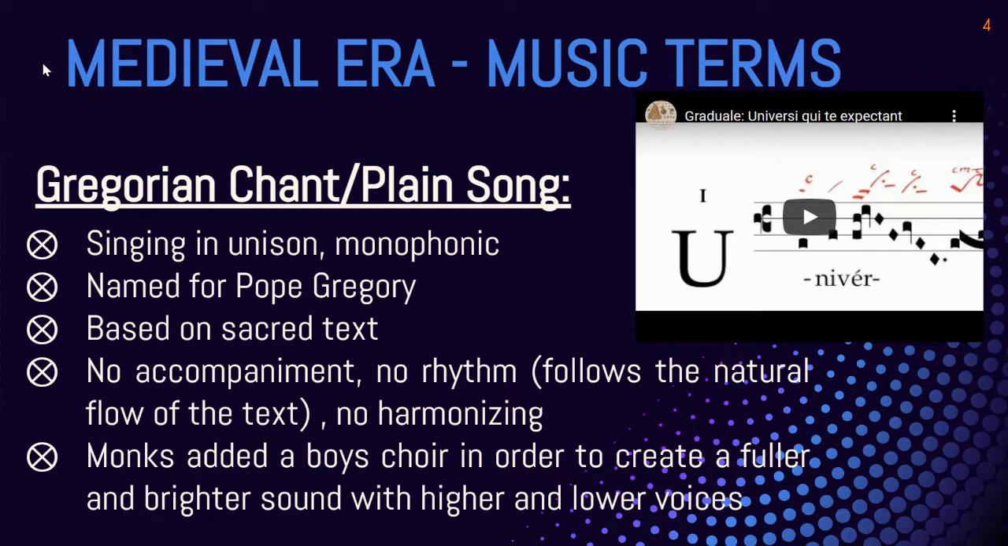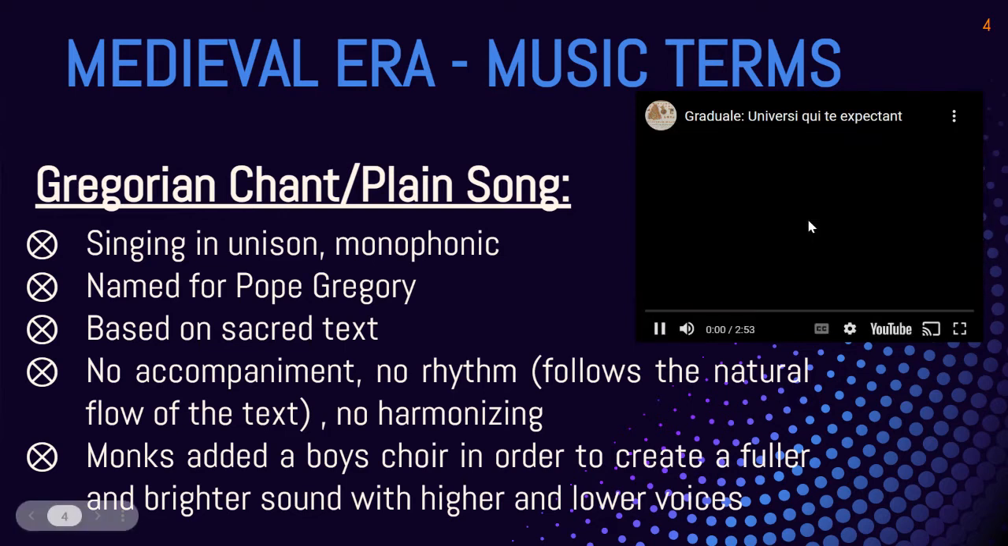Monks were added to a boys' choir in order to create fuller and brighter sound with higher and lower voices. They started figuring out, oh, one melody line, this isn't really that exciting. What can we do to make it more exciting? And that's what they did, was they added the boys' choir to create more sounds. So here is what Gregorian chant sounds like.